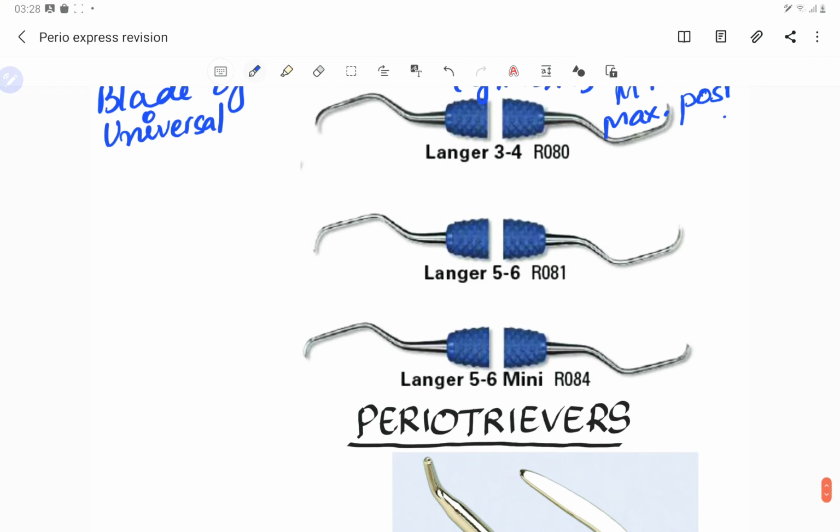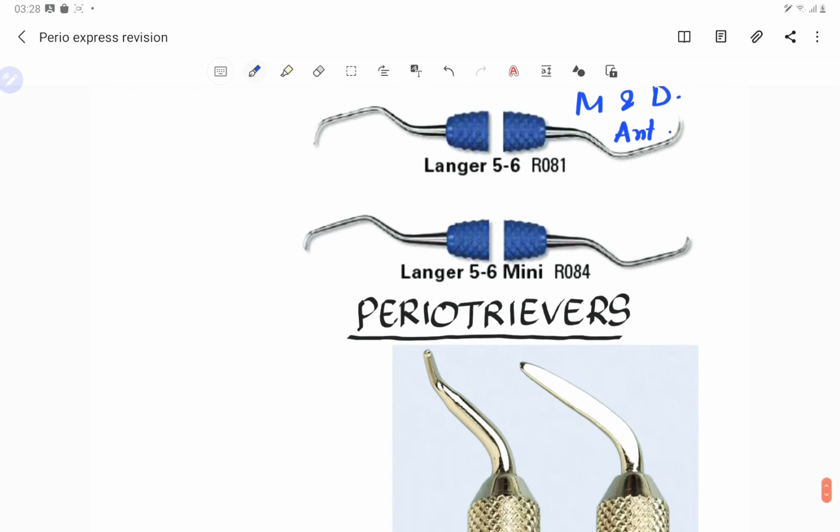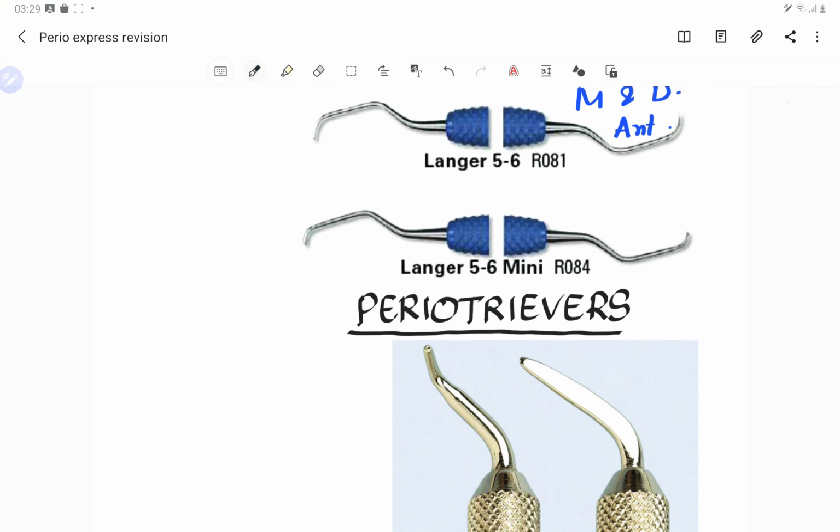We also have got the 5, 6, and there is a mini version of 5, 6. So 5, 6 is for the mesial and distal surfaces of anterior teeth. And this is just the mini version of this.